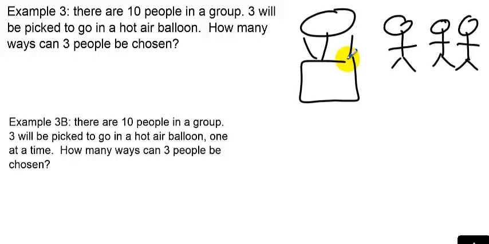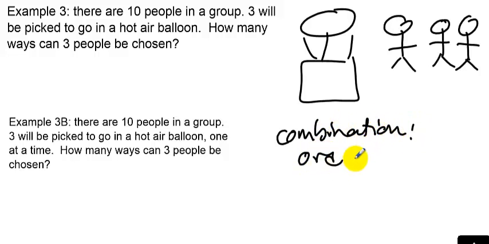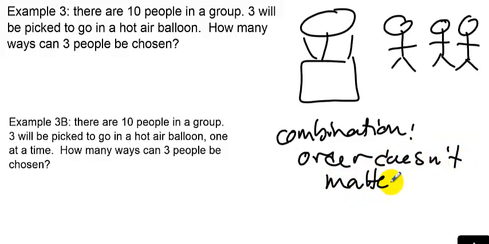Now the difference between this question and the question before is that the placement of the people in the balloon does not matter, whereas on a shelf, the books had to go in an order. So with this question, order does not matter, and this is therefore called a combination. Order doesn't matter. So we have 3 people, and we're going to do 3C3.